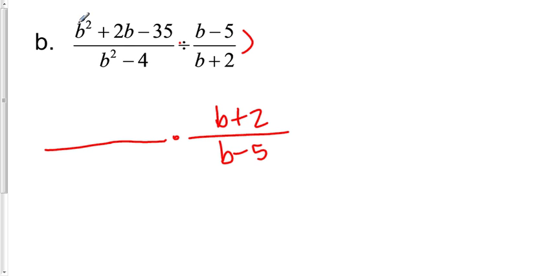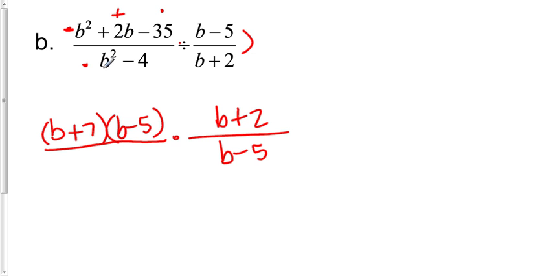And now what I'm looking at here is the numerator and the denominator, they can be factored because I've got this b squared, this higher power here. So I'm going to look to factor it. So can I think of 2 factors of negative 35 that add up to 2? Well, I'm thinking 7 and 5, and I need 7 to be positive and 5 to be negative. So I've got b plus 7 and b minus 5. 7 times negative 5 is negative 35, and they add up to 2.